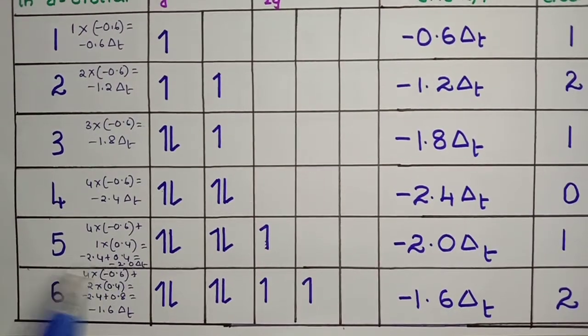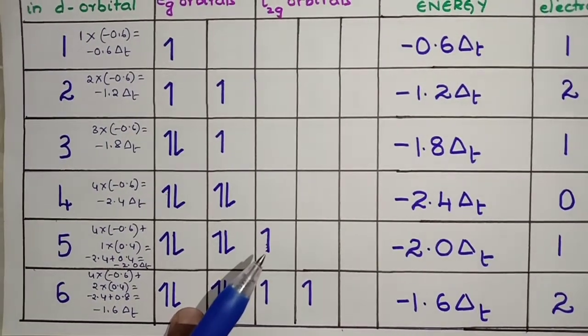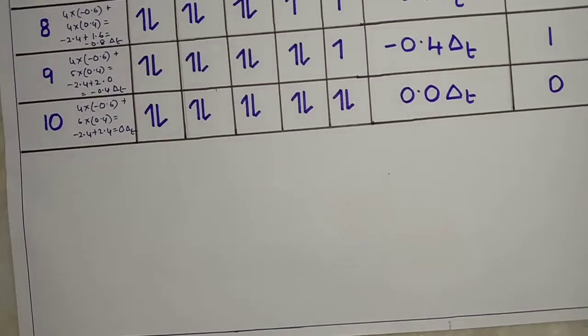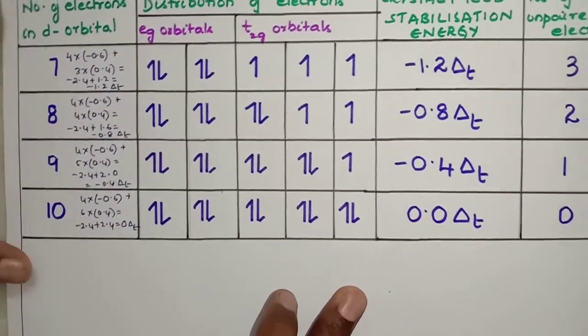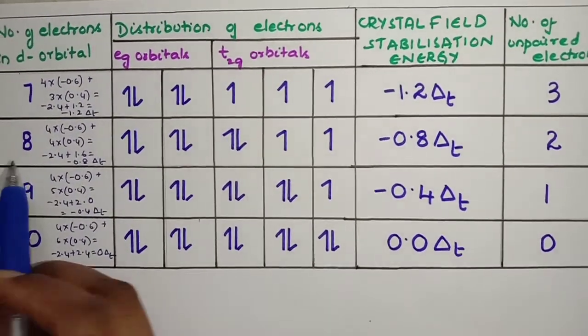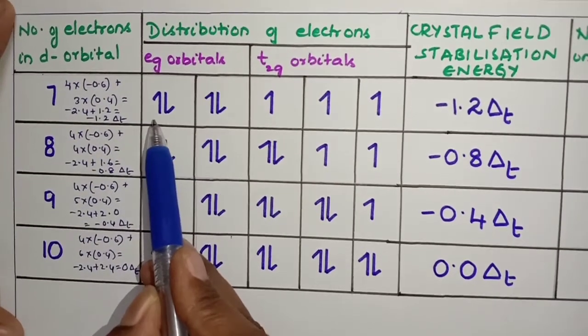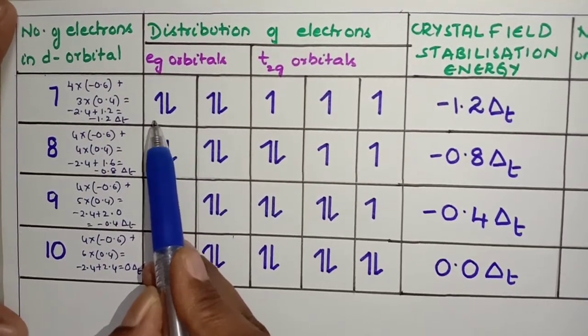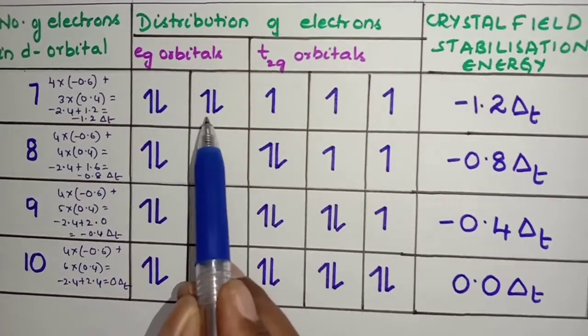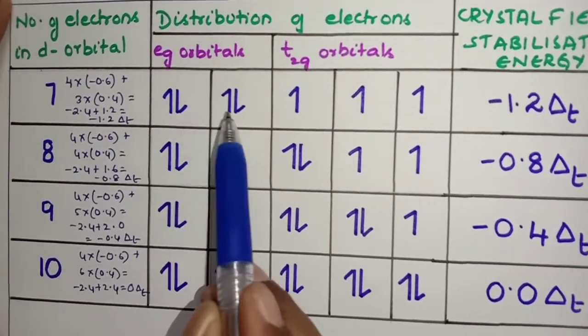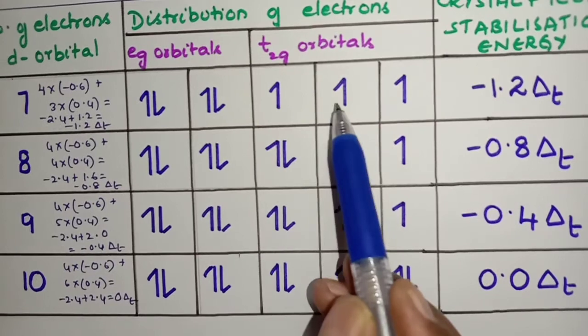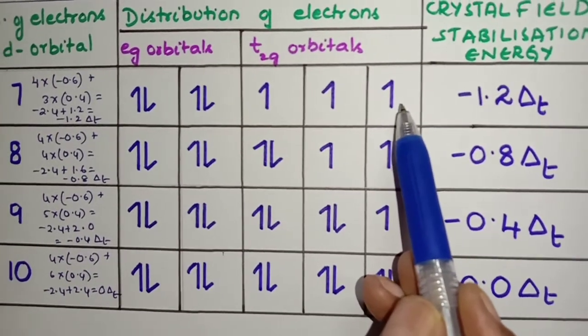Next, moving on to number of electrons in d orbital if it is 7. Entry of electrons into EG and T2G orbitals. First electron, second, third, fourth, fifth, sixth and seventh electron.